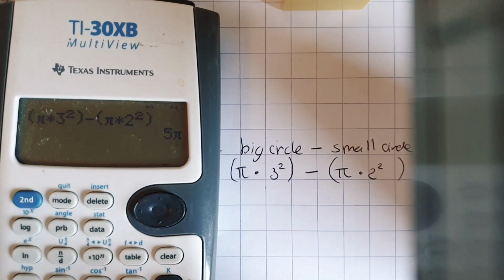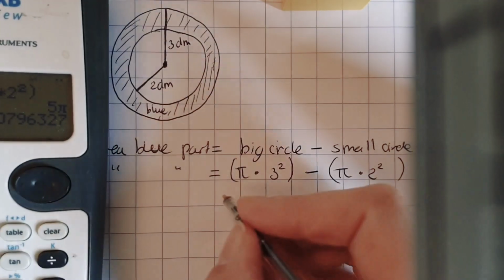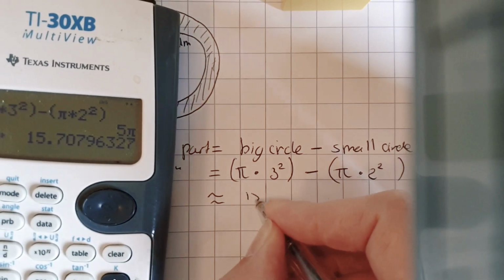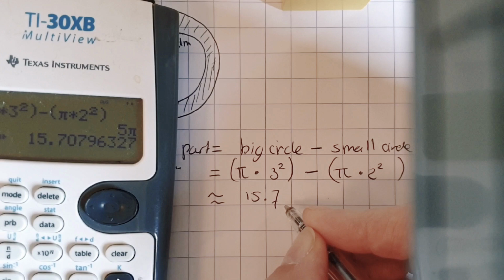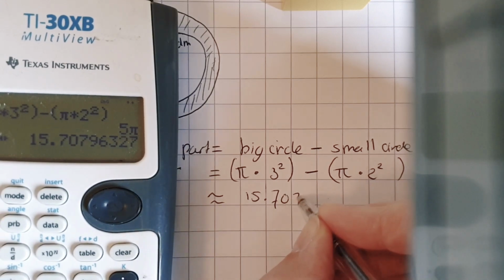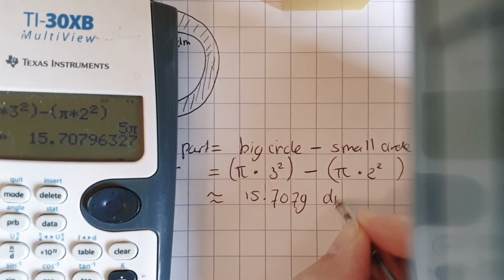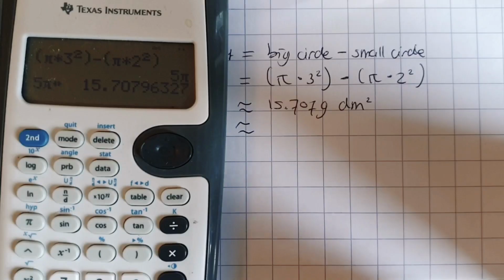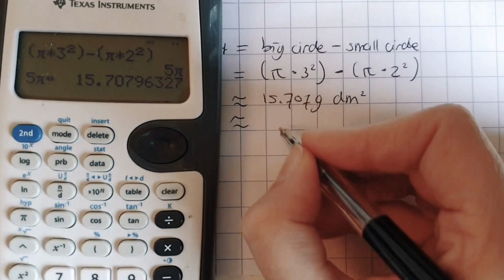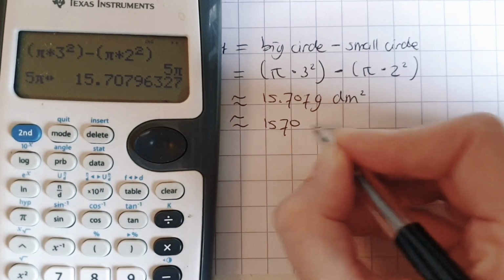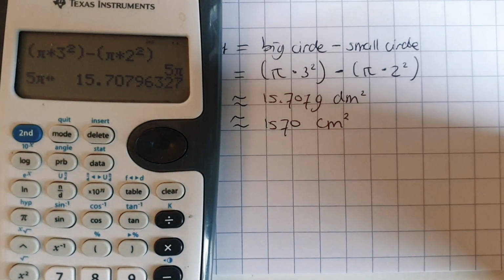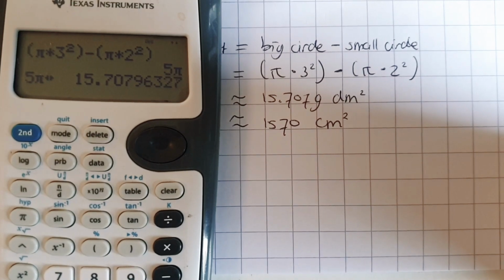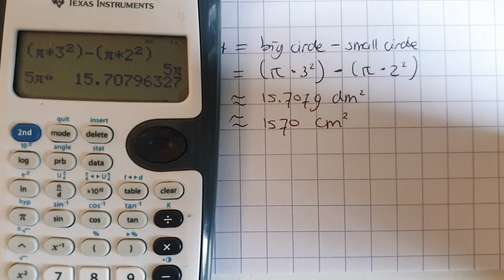Enter. It's 5 pi. Press that arrows button, because rounded off is 15.7. And you have to round that to the nearest squared centimeter. This is squared decimeter. So with squared it goes with 2 steps at one time. So this is 1570 squared centimeters. Okay, so this is the answer of the area of the blue part of this circle.